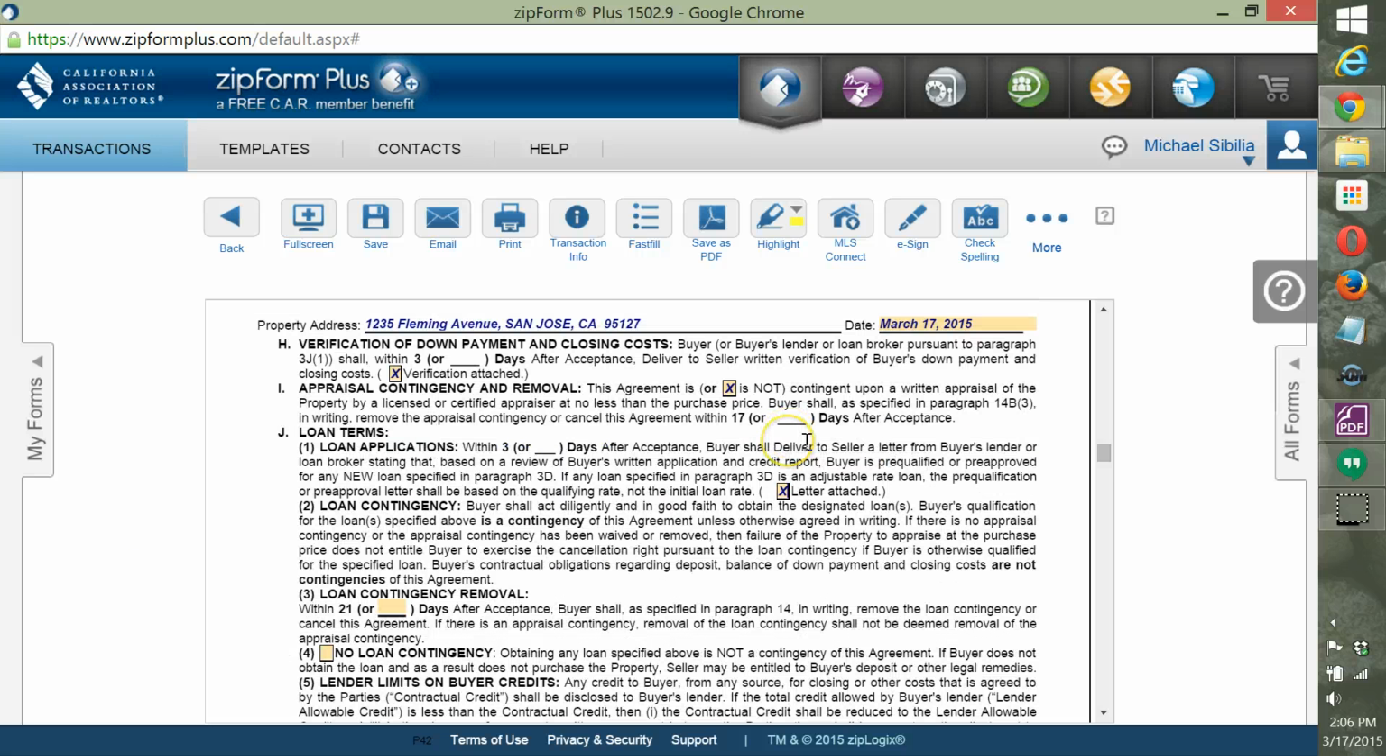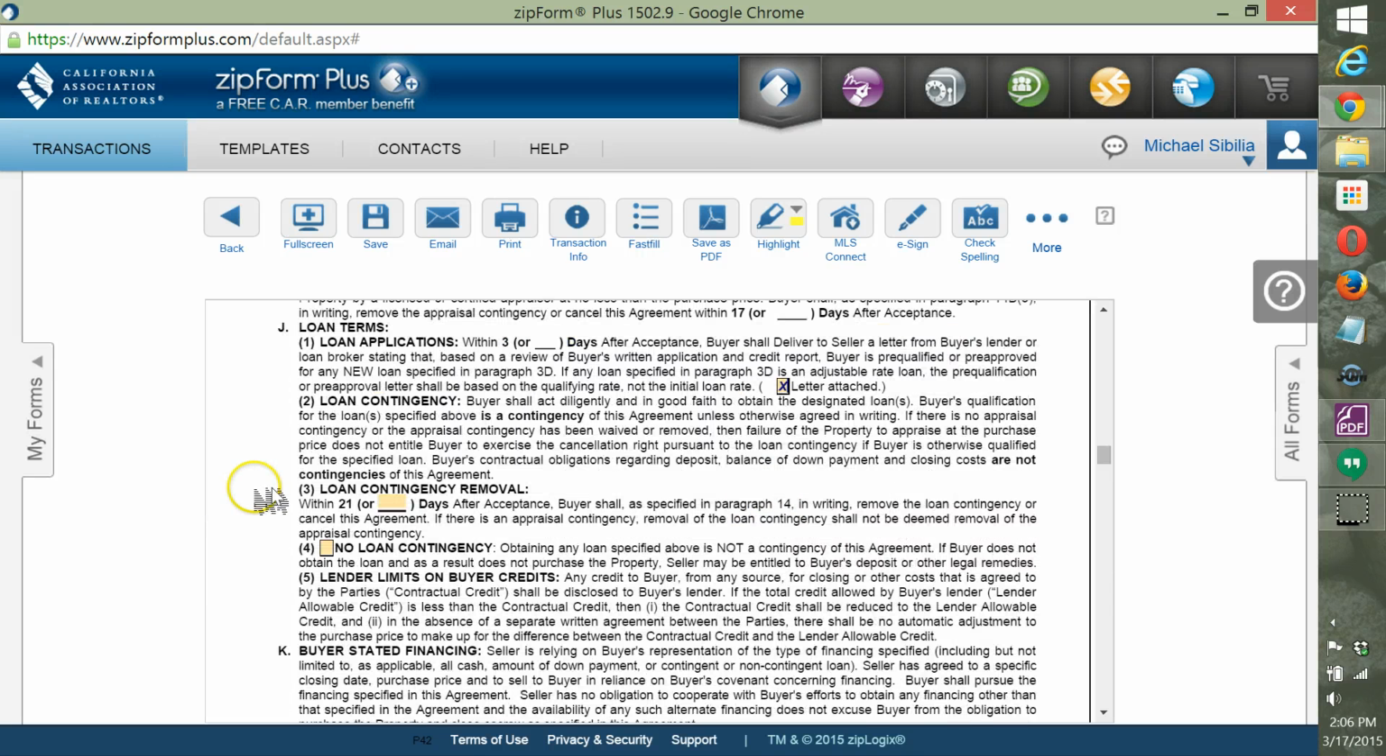If you're writing an offer, you should be checking that you've got verification and a pre-approval letter. Loan contingency removal: the default setting is within 21 days. There's nothing magical about that.